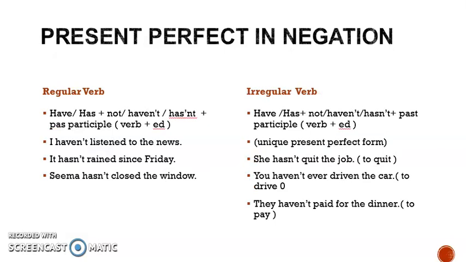When we use present perfect in negation, we use not between has and the verb. For example, I haven't listened to the news. It hasn't rained since Friday. In an irregular verb, she hasn't quit the job.